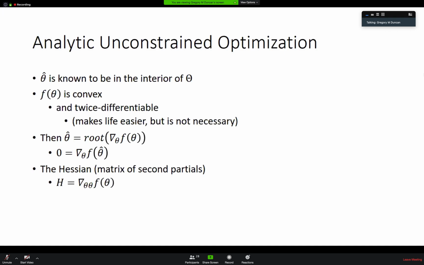So the Hessian is the matrix of second partials. You take the partial with respect to one variable, the partial with respect to the second variable. And this is supposed to be positive semi-definite. What does that mean? Well, that's a matrix version of saying it's not negative. For those of you who've taken a linear algebra course, it means all the eigenvalues are greater than or equal to 0.